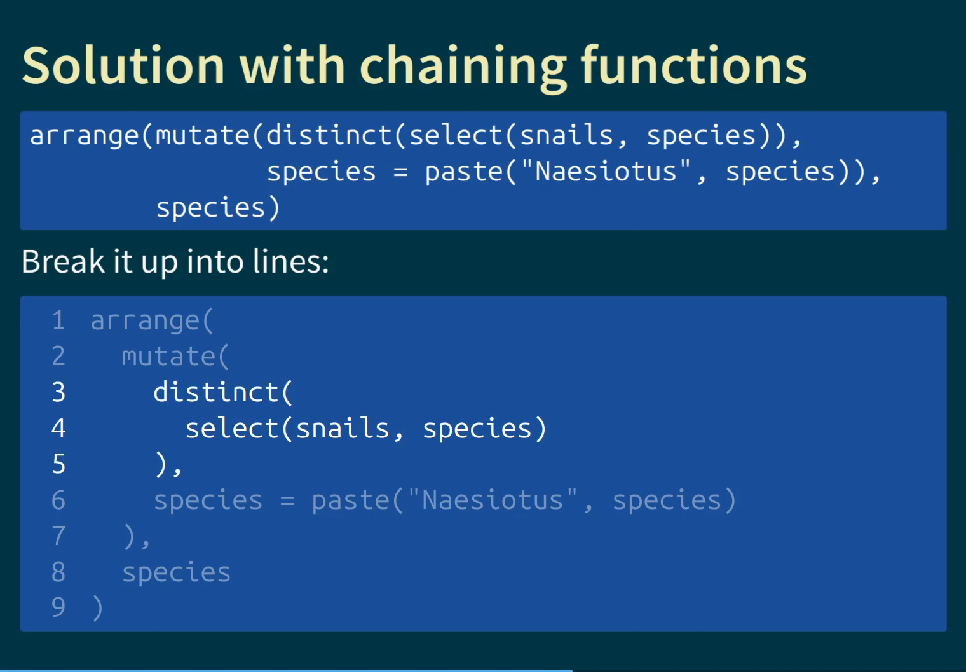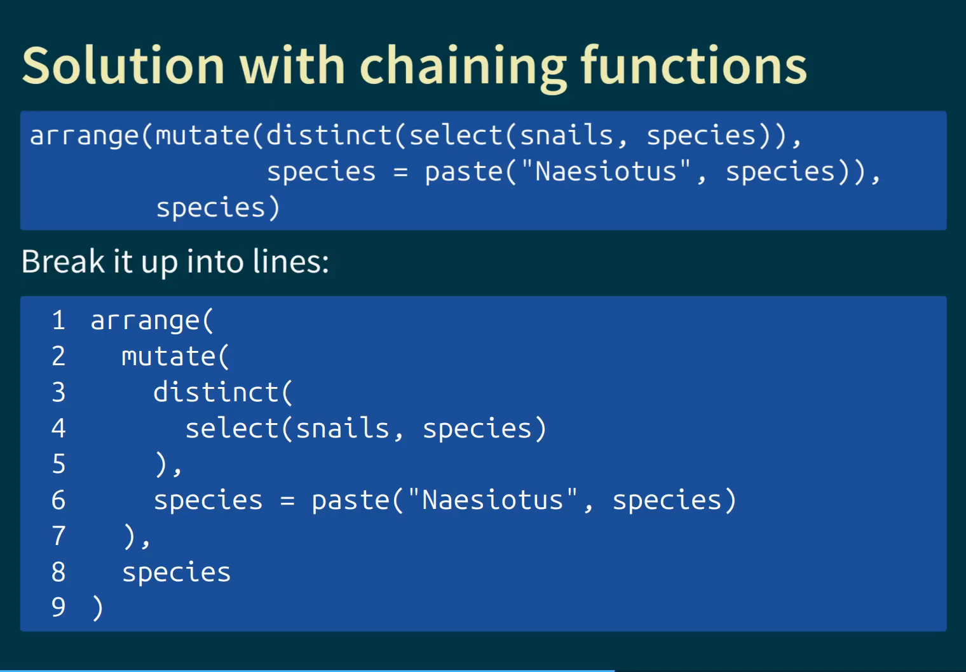And then we apply the mutate function in lines 2 to 7 to that result. And namely, we take the table that is returned by the distinct function and then mutate the species column by pasting it together with the genus name Nasiotus. And finally, we take all of that and make it the argument of the arrange function. So now we're through lines 1 to 9 and then arrange all of that by species. So that is what was written a bit more compactly in the top block, but otherwise the two are completely equivalent. They're just arranged a little differently.